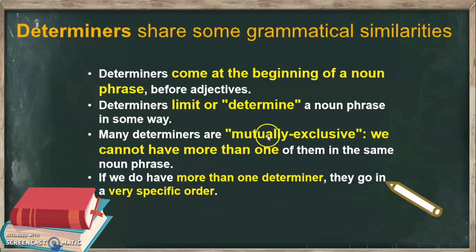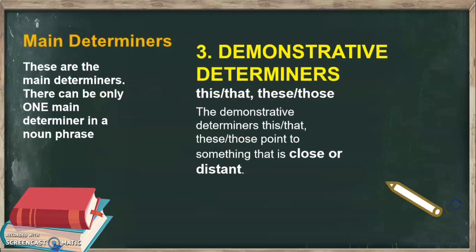You already know this part. You can read this on your own. I have already talked about this in the previous video. Our main determiners, well, there can only be one. There can be only one main determiner in a noun phrase. This is a general rule. But what we're going to talk about today is the demonstrative determiners.